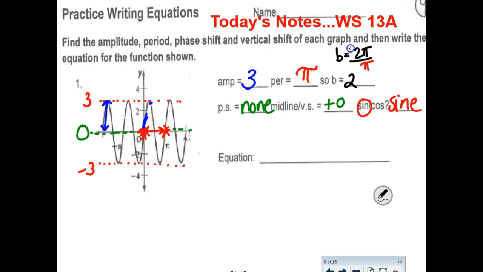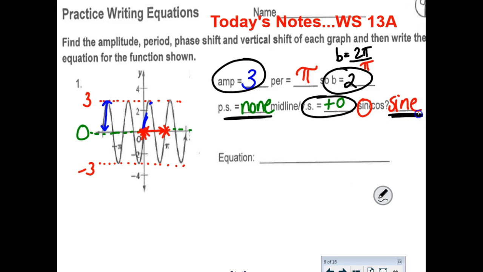So when I think about what goes in my equation, the amplitude goes in my equation, the b value goes in my equation. If there was a phase shift, it would go in my equation. The midline goes in my equation if there is anything to worry about. And then obviously the type of sinusoidal function you're looking at. So your equation is y equals amplitude 3 sine. Now, because the b value is a 2, and there's no phase shift.